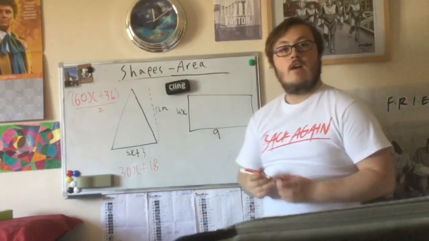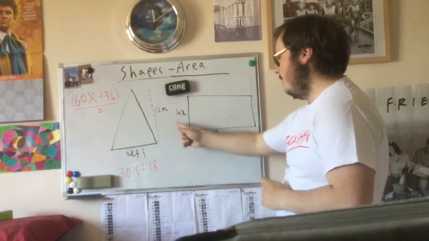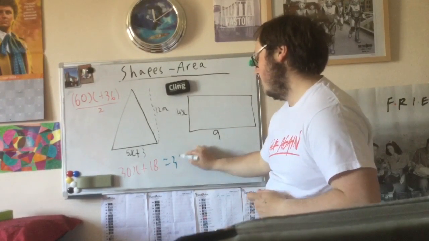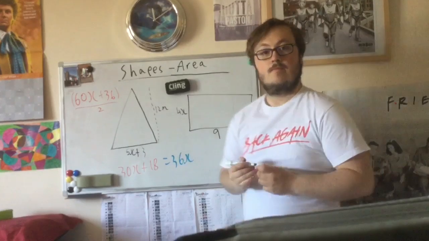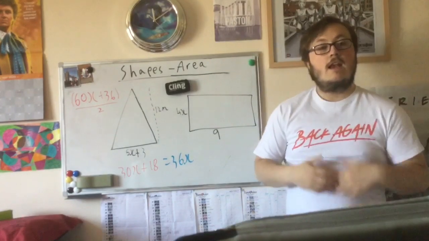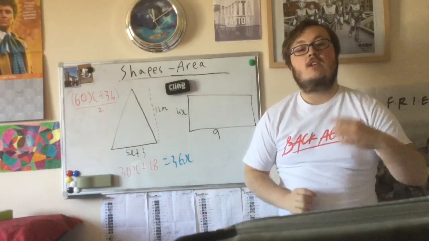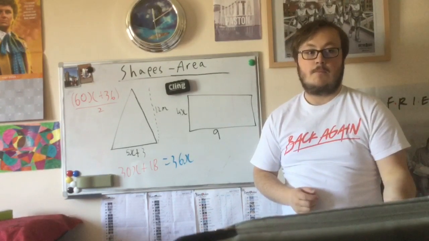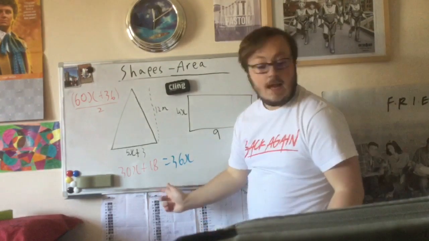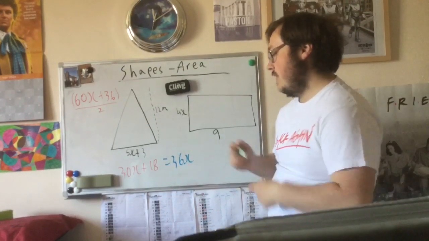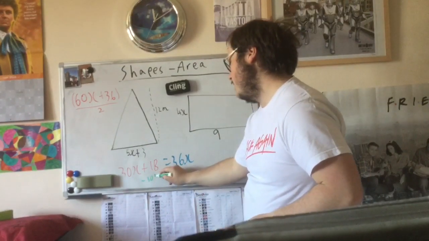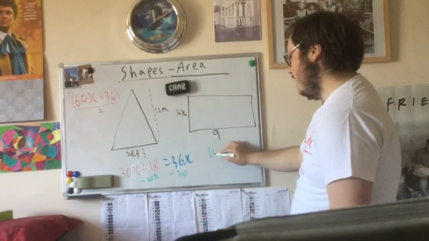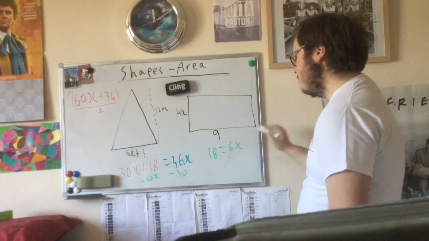Now to find the area of this shape, we need to do 4x multiplied by 9, and that will get us 36x. Now, the reason why I put the equal sign here is because remember the areas of these shapes are exactly the same. So, now we balance this out. We take away 30x on both sides. So this then becomes 18 equals 6x.